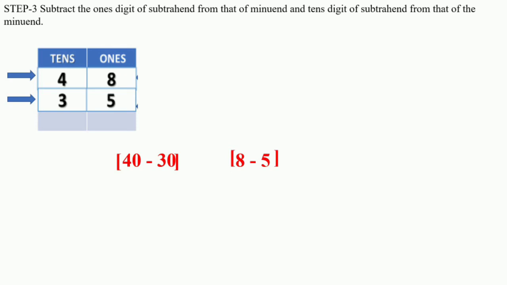Let's subtract the numbers in the brackets. 40 minus 30 is equal to 10. 8 minus 5 is equal to 3. Now add the both differences. 10 plus 3, 11, 12, 13. Sum of 10 plus 3 is 13. So we get the difference of 48 minus 35 is 13.